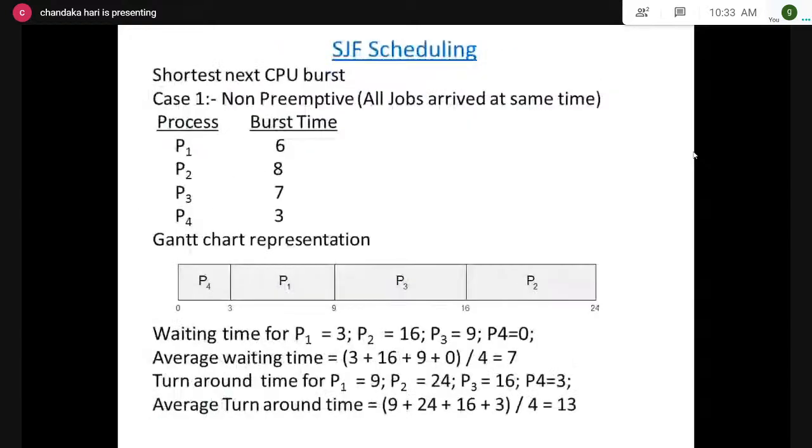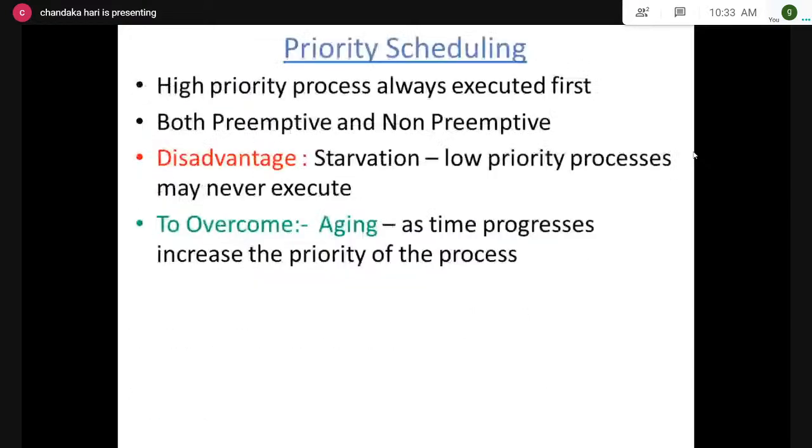Now we'll move on to today's topic of discussion, which is priority scheduling. What do you mean by priority scheduling? The term itself says that the job having the highest priority is always executed first.